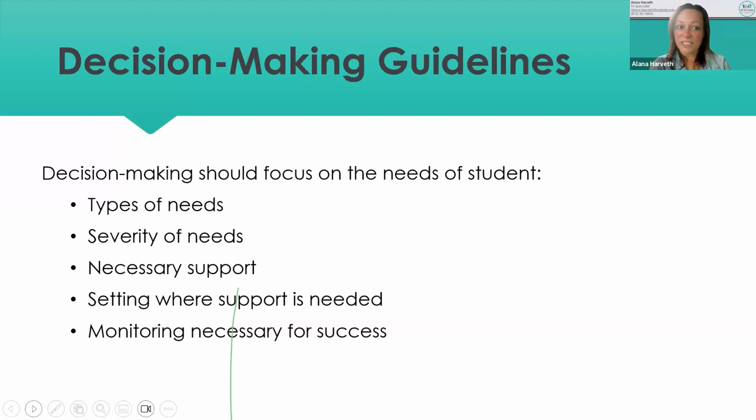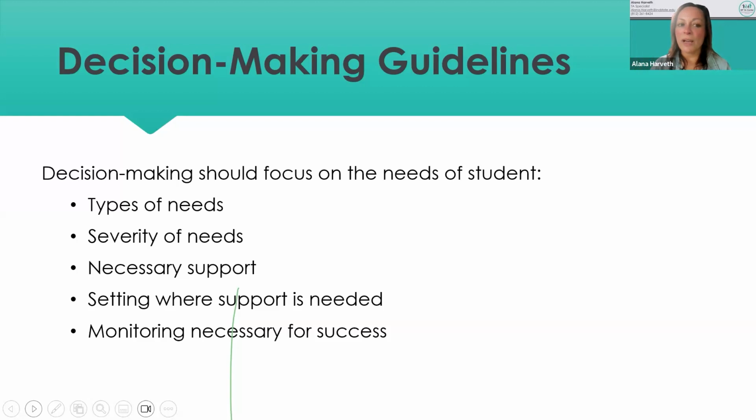So decision-making guidelines, they should focus on the needs of the students. So we always try to say, what can the students do on their own? What can they do on their own 100%? And then when they can't do it, what can we do with help? Could be a person there.